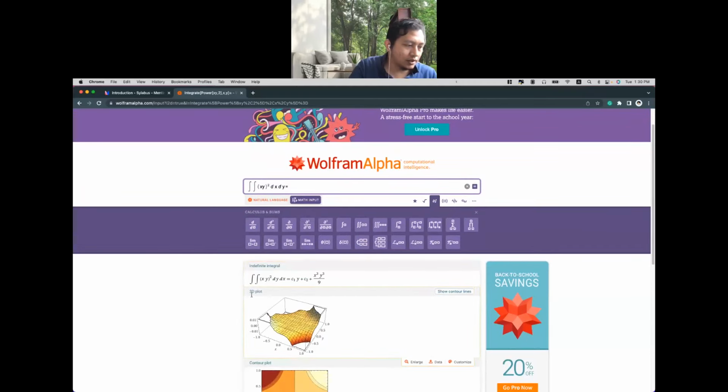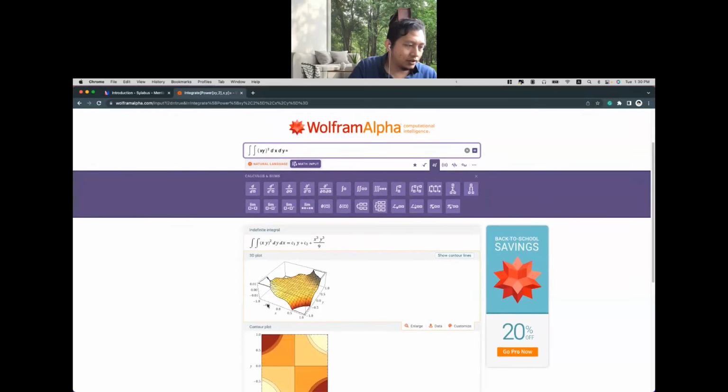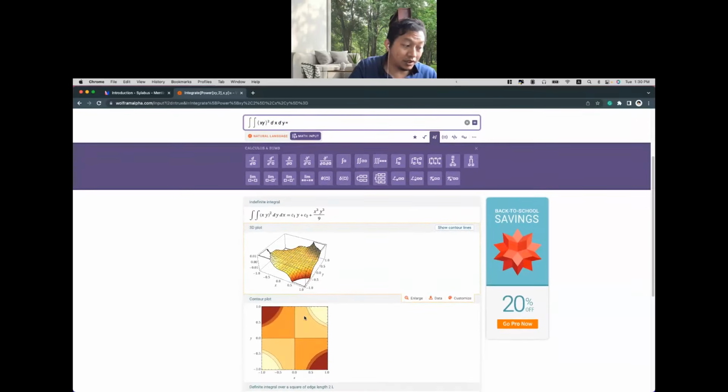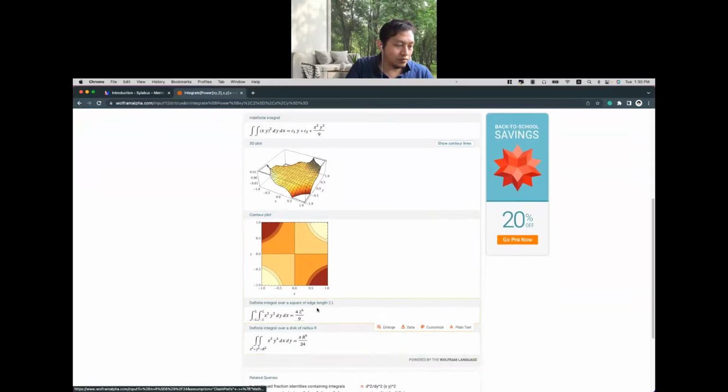We get the results, and they also give you the plot and also the contour. I hope you still remember what contour means. Contour means the two-dimensional projection from the 3D plot. They may also give you other results, for example, this is if you approximate using a definite integral.